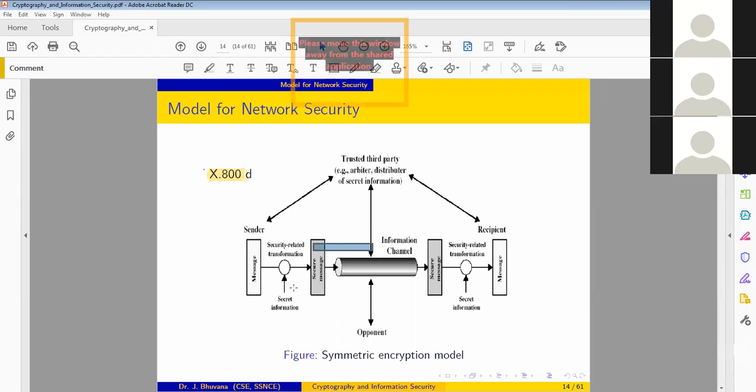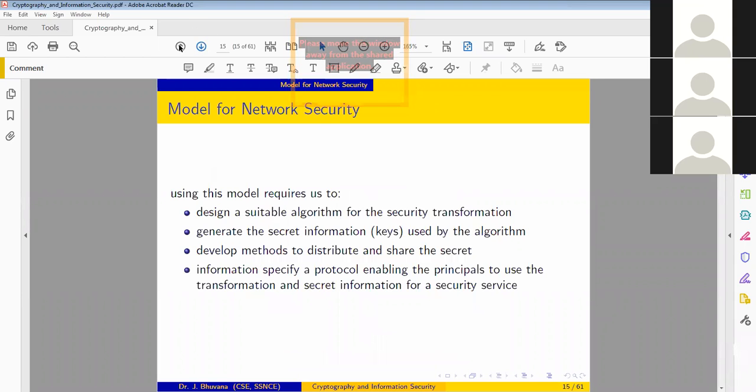So the security transformation is not known to the opponent, the attacker. So when he receives a secured message, he may not be able to open it and see what is inside the message. Thereby we are securing the message. So this is a basic model we generally use to secure our data during the communication.